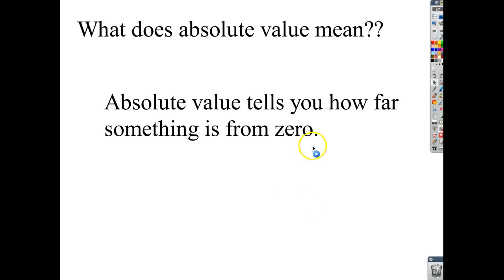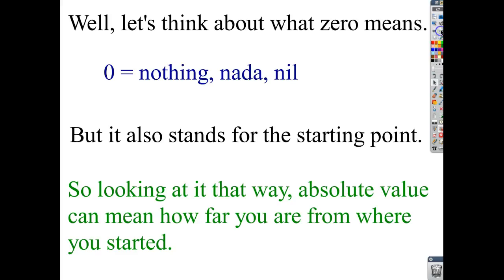So let's take a look a little more here. What does that mean? Well, zero, oftentimes we look at and say it's nothing, nada, nil. It doesn't exist, right? But it also oftentimes means the starting point. If you're running a race, you start at 0 meters. You start with 0 on the clock. And then you count from there, right? You don't start from 1, you start from 0. So it's at that beginning, okay?